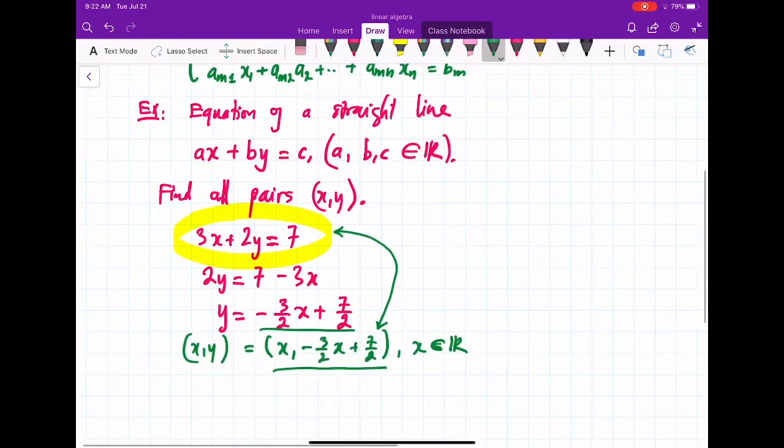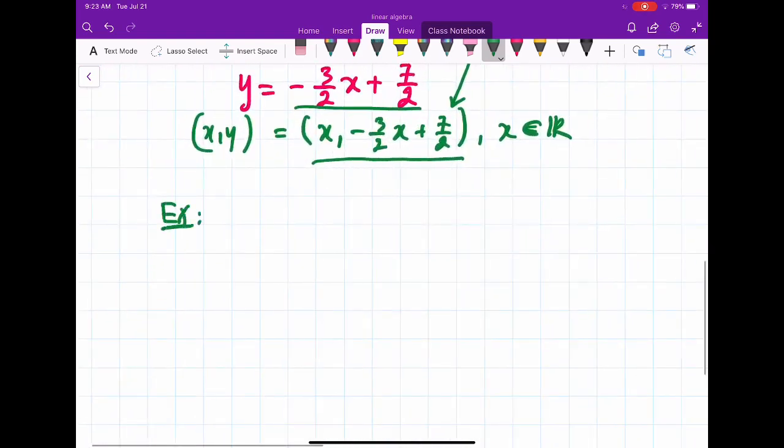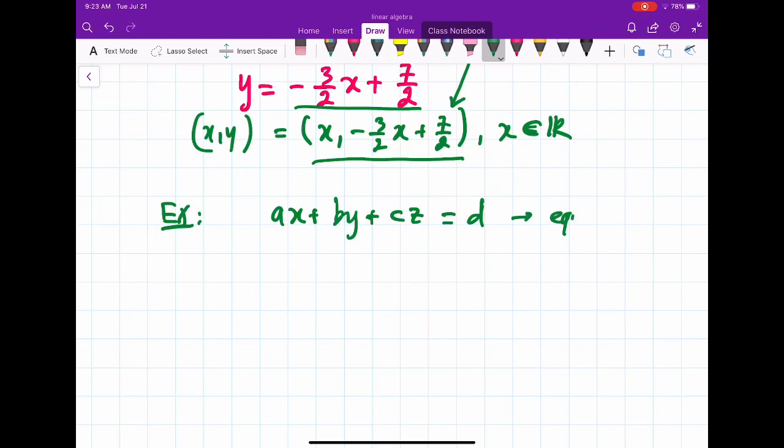Okay, let's talk about planes. All right, so we have the second example right here. I have ax plus by plus cz equals d. That is the equation of a plane. Okay, so if you give me four numbers a, b, c, and d, I have some equation of a plane. And of course, again, sometimes we need to describe all points on the plane. So how to do that?